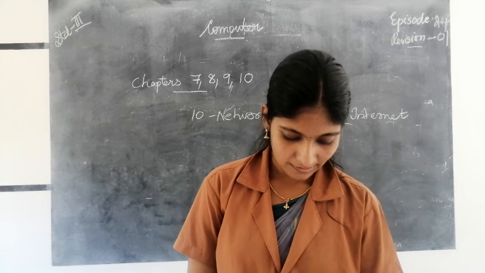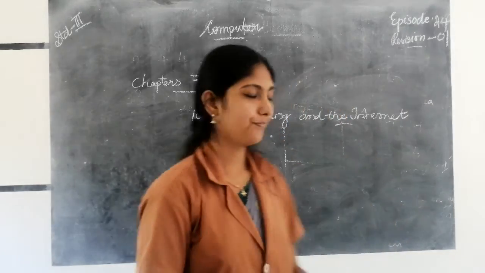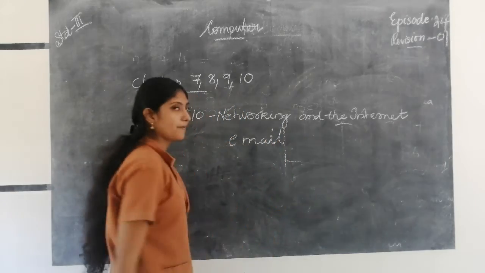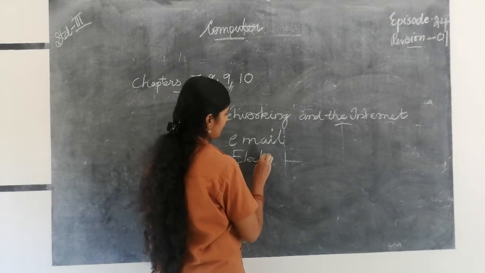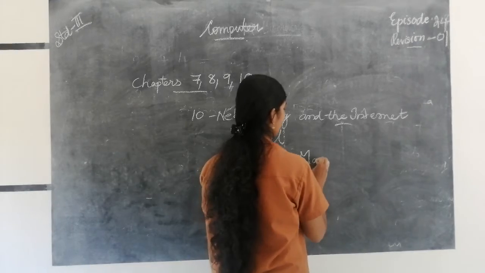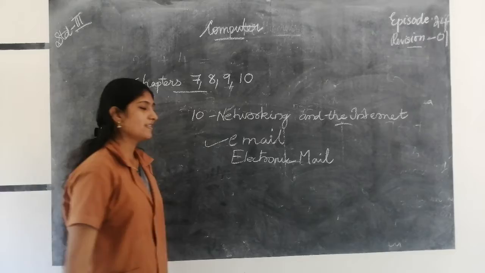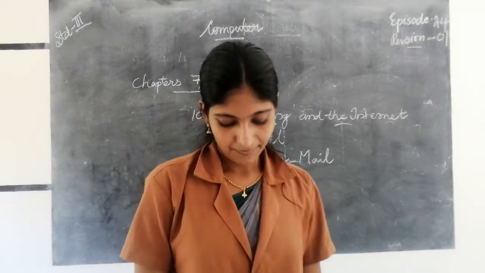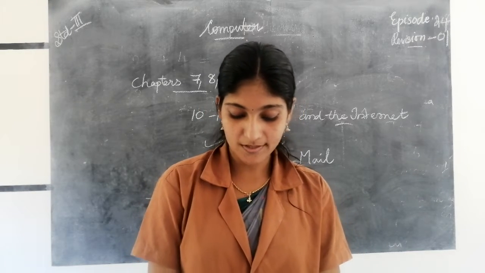Then, what is the full form of email? Email means electronic mail. E represents electronic mail. Email is electronic mail. Then that is the first point. What is the full form of email? Electronic mail.